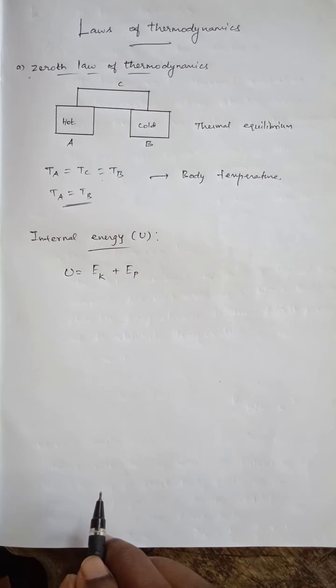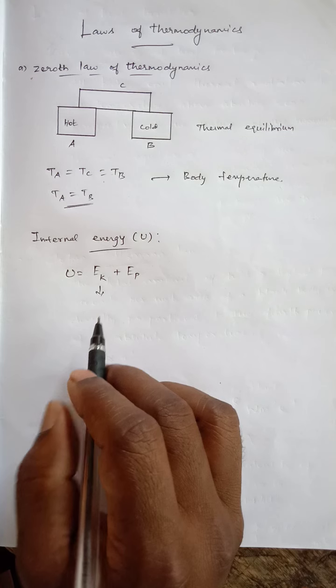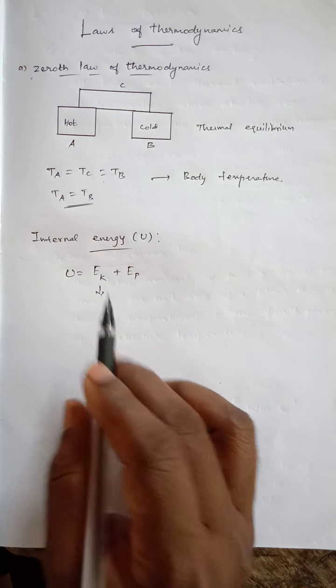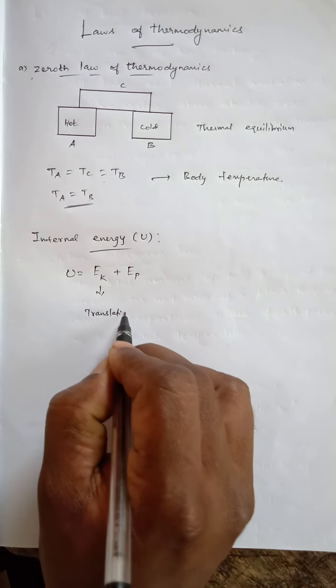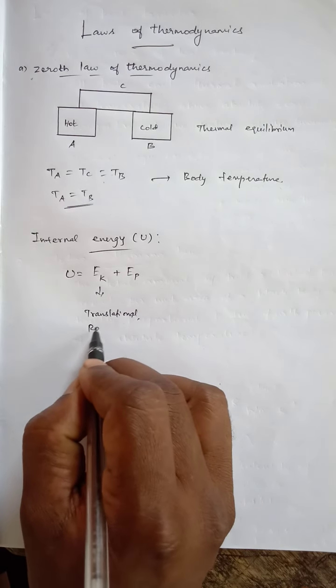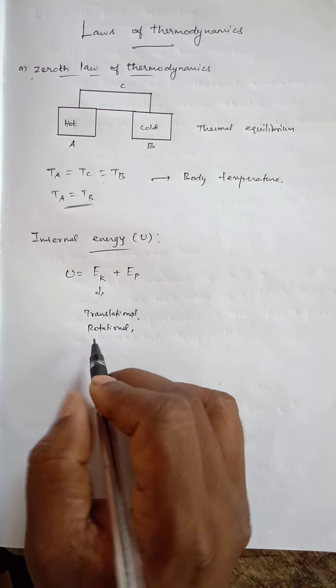Now, how can you find the kinetic energy of the particles? It is the energy due to molecular motion, including translational, where the molecules move in a straight line, rotational, and then vibrational.